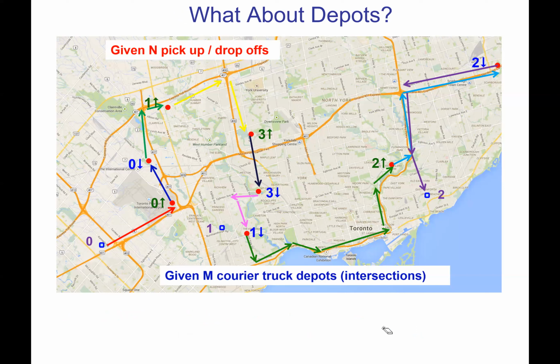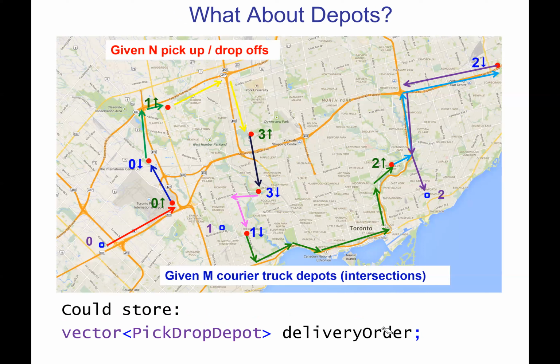I haven't put the depots in. For the depots, I could store them as well in my delivery order. So I could change this structure. Right now I might have a bool that says, are you a pickup or are you a drop off? I might make what's called an enumerated type, where I can give it different values. I could use magic numbers like 0, 1, and 2, but it would be better to define an enumerated type where I can say you are a pickup, you are a drop off, you are a depot.